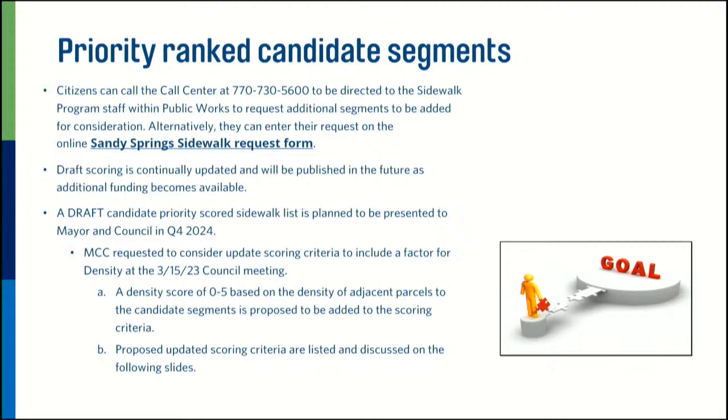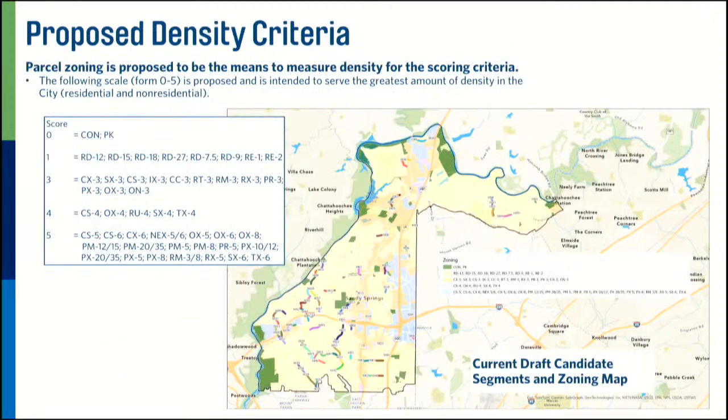With that request, and in advance of the next scoring cycle we intend to go through, staff proposes that we add a 0 to 5 point scoring criterion for density as a part of the overall sidewalk criteria scoring. The proposed methodology for that, and sorry, this slide hasn't been updated since we reviewed, they have a proposed update that I'd like to share with you.